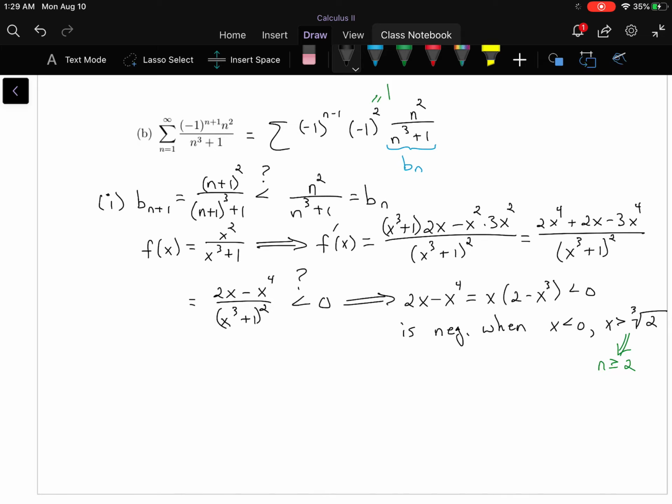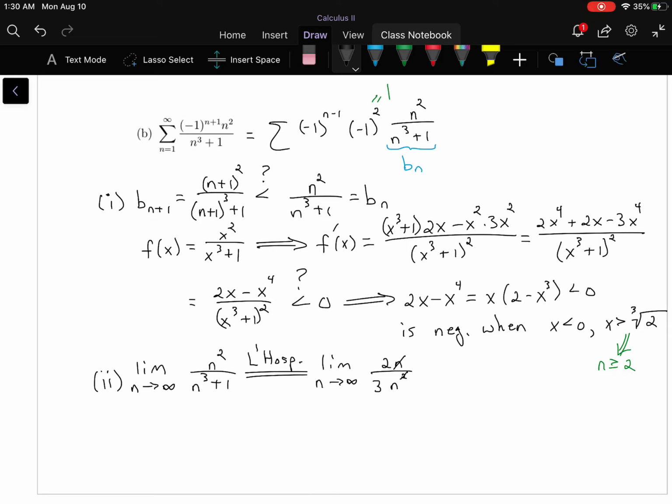And what else? So we've got decreasing, limit. Now we need to look at the limiting behavior as n goes to infinity of bn, which is n squared over n cubed plus 1. And you notice that this is infinity over infinity, so that should make you think of L'Hopital. Which brings us to the next step, which is the limit as n goes to infinity of 2n over 3n squared.